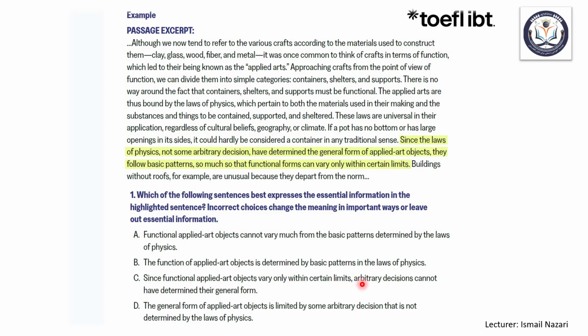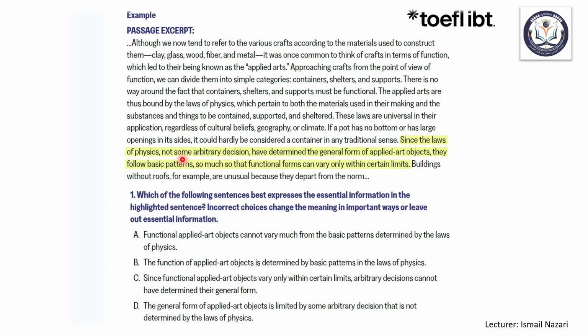And option C changes the arbitrary decision to a separate kind of clause. It changes a minor piece of information to an important one. So it is not the right paraphrase here. The next option says not some arbitrary decision have determined, so arbitrary decisions cannot have determined their general form. "Their general form" doesn't appear inside the sentence. Look at each word here, "their general form." So it's different.